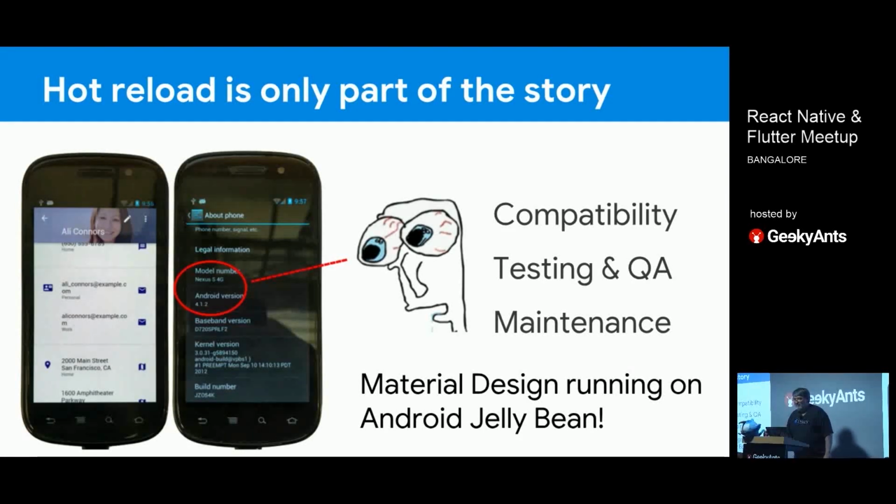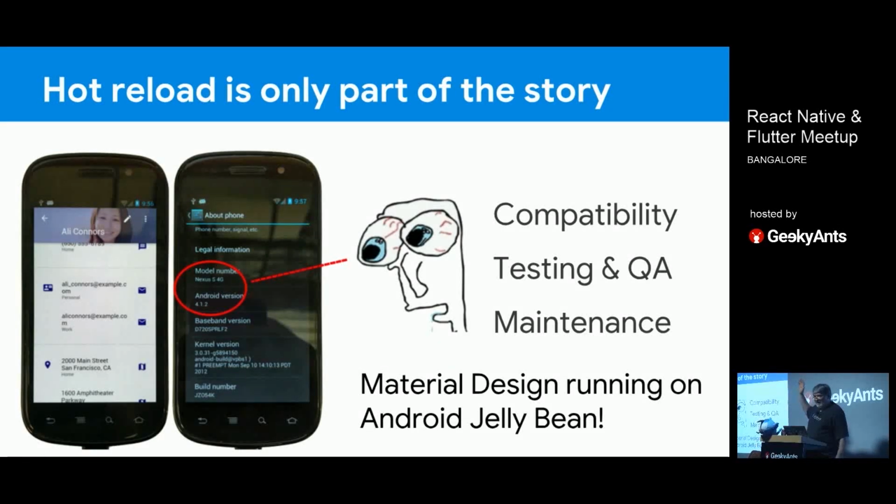Another area which we think actually has a bigger impact on being able to get apps out is in testing and maintenance, right? What we're showing here, this crazy guy is looking at a phone running Jelly Bean. Jelly Bean came out in 2012, and Material Design, as he mentioned, came out 2 years later. So this phone has no capability of showing a Material Design app. If you wrote an app using Material Design, it's not going to run on that, or you'll have to use a compatibility library.